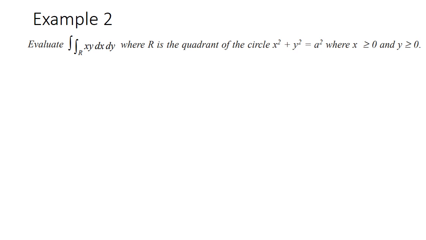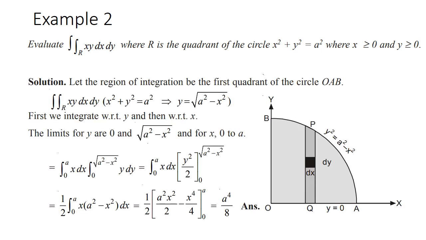Now in the next sum, evaluate the double integral of xy dx dy, where R is the quadrant of the circle x² + y² = a², where x is greater than or equal to 0 and y is greater than or equal to 0. So let the region of integration be the first quadrant of the circle. Here we are going to consider it as OAB. So OAB is going to be the first quadrant of the circle.